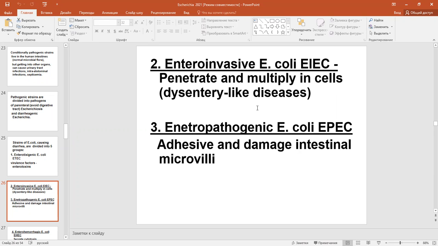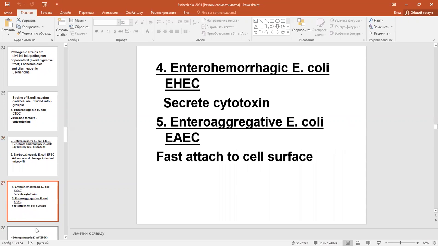Again, the patient will complain that there are some particles of blood in feces, which is a sign that the wall of the intestine is destroyed. Then the next group, enteropathogenic Escherichia coli, EPEC, adhere to and damage intestinal microvilli. Then enterohemorrhagic Escherichia coli, EHEC, are able to secrete cytotoxin. Cytotoxin destroys cells, and it leads to bleeding, again, hemorrhagic.